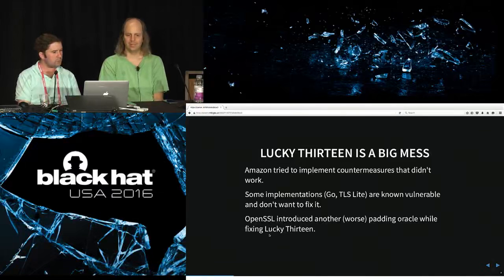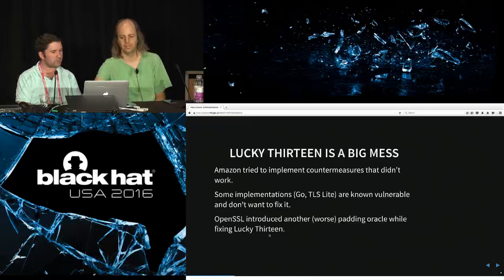Last year there was an attack where Amazon had their own TLS implementation, and they tried to fix this, and it turned out the fix didn't really work. And there are a number of implementations who just say, we won't fix this because the fix is so bothersome, we'll just ignore it and try to move to the newer cipher modes. And with OpenSSL, one of our co-authors who found this, Juraj Somorovsky, showed that with the fix for Lucky 13, OpenSSL introduced another padding oracle. So these whole CBC modes, while you can implement them in a secure way, it's very difficult, and therefore we kind of want to get rid of them.